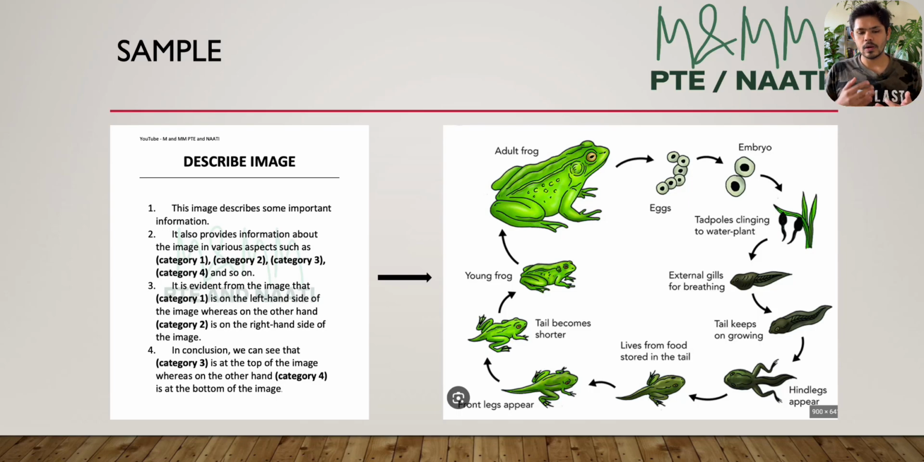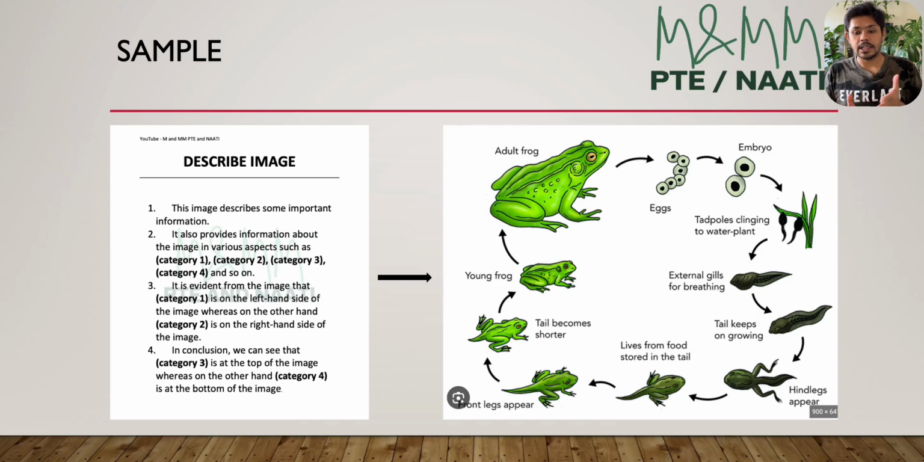There are 4 sentences. So how do we tackle every sentence? First one, the image describes some important information. Nice and easy. Second, it also provides information about the image in various aspects such as, now this is category 1, category 2, category 3, category 4. What are these categories? You can say anything that is very easy from the image. If there are colors and you're comfortable with colors, go for colors. Some colors are always there, like black and white. This is what I always tell students. The background is white, there's something written in black, so black and white are there. So 2 categories are done out of 4.